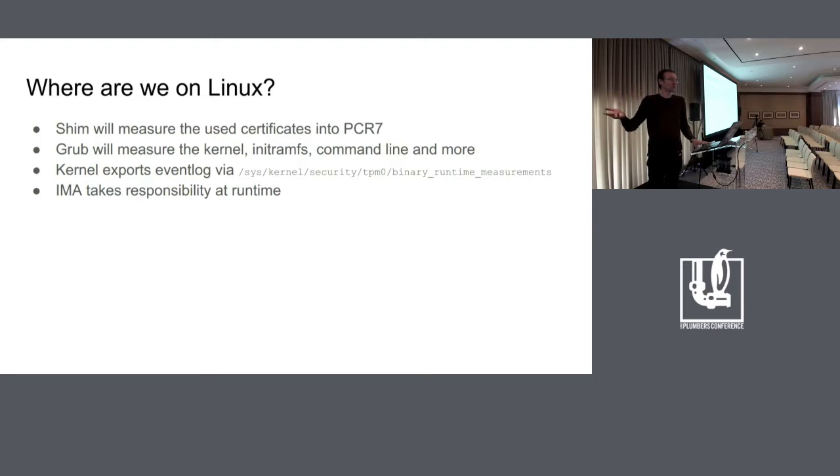Once the kernel has booted, we basically hand off to the integrity measurement architecture, or IMA, which is then responsible for, based on a policy that was given to it, measuring any applications or sensitive files that are accessed at runtime.